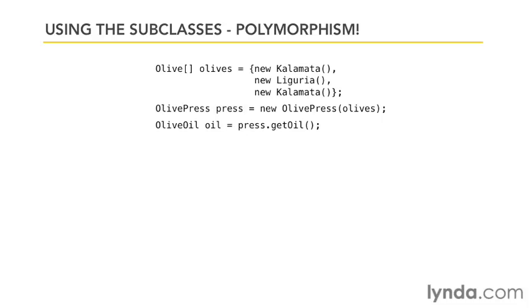The rest of the application does not need to know the mechanics of how the volume is being calculated. All the top-level application has to do is say, I've got these 3 olives, and they're of these types. Go ahead and crush them. The actual mechanics are hidden within the class implementations.